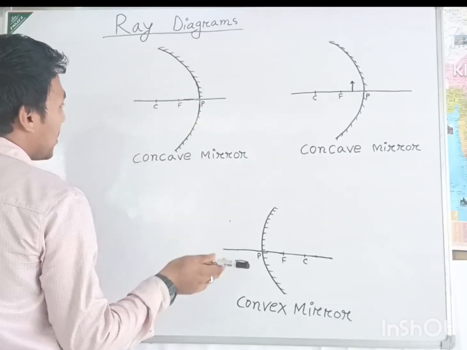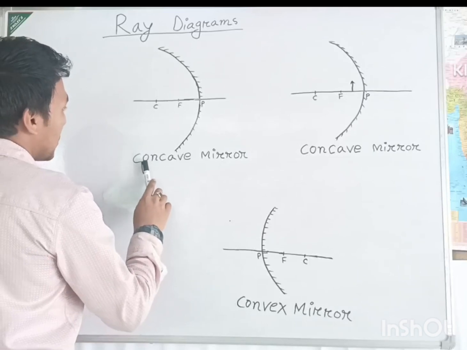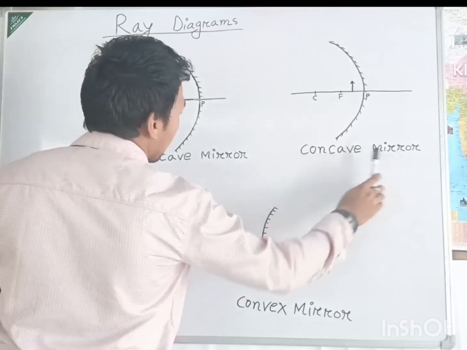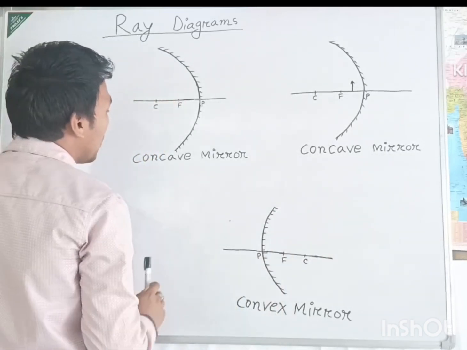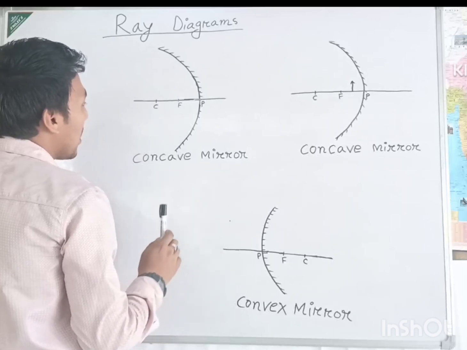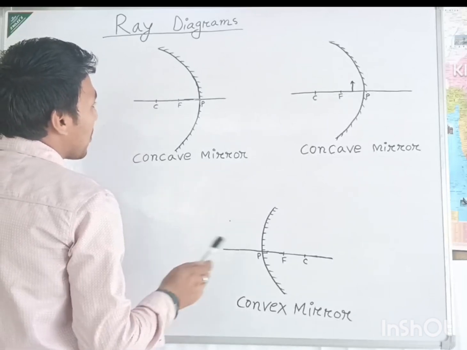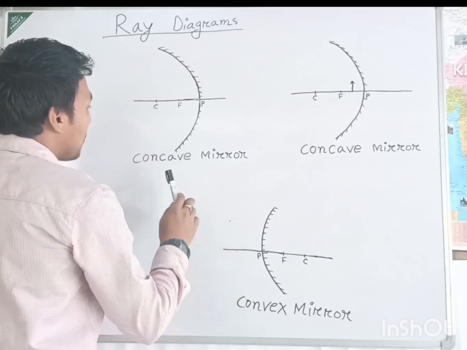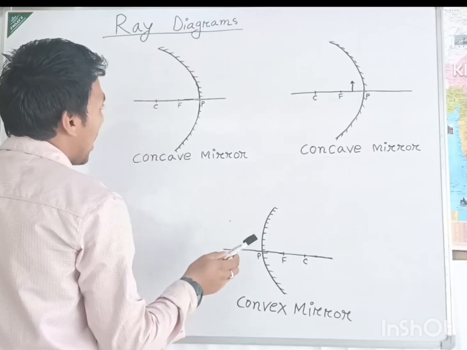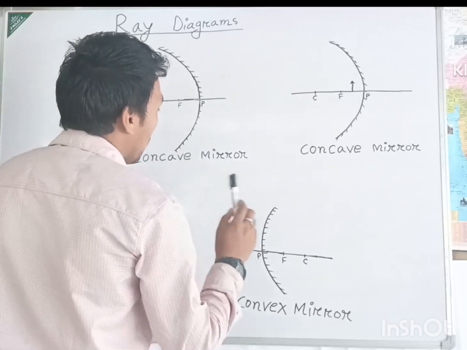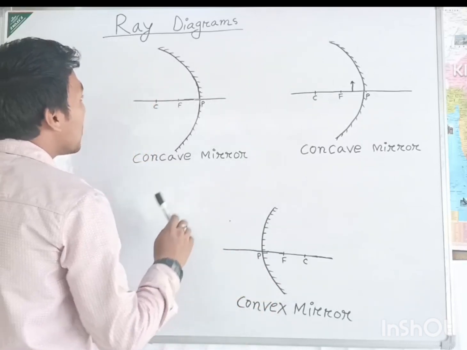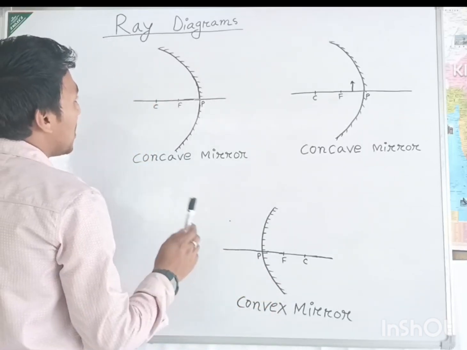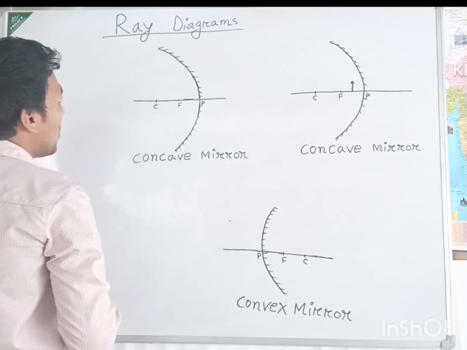Now I have made here two concave mirrors. See here, this is a concave mirror and this is also a concave mirror. Why have I made two concave mirrors? Because a concave mirror forms two types of image: one is real image, another is virtual image. A concave mirror can give real image as well as virtual image. But when you will get the real image and when you will get the virtual image depends on the position of the object.